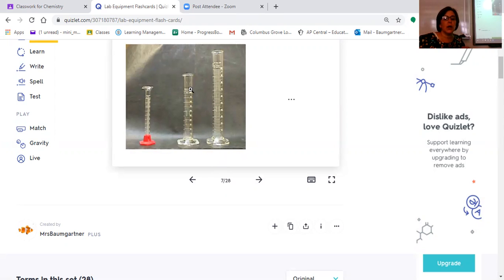You want to use the graduated cylinder that's the closest to the volume you want to measure. Your hashes, your gradations, will be spread out further. You'll get a more accurate reading. So always pick the graduated cylinder that's closer to the volume you're trying to measure.